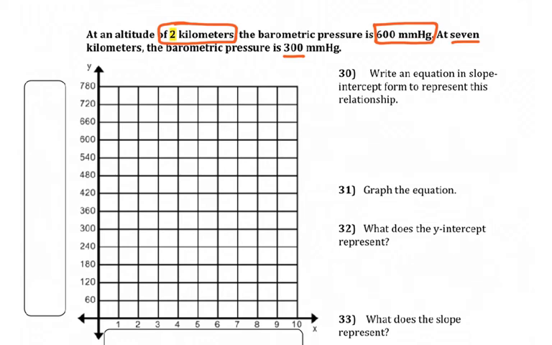So the lower you get, the pressure is increasing. Like if you go up in the mountains and your bottle of lotion explodes, that's because the pressure decreased, and so it's filling with air, and so it's exploding.